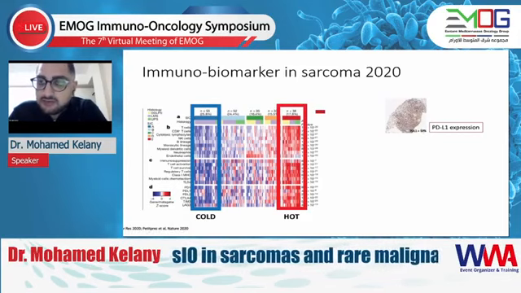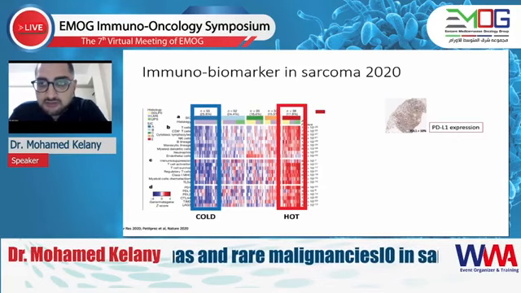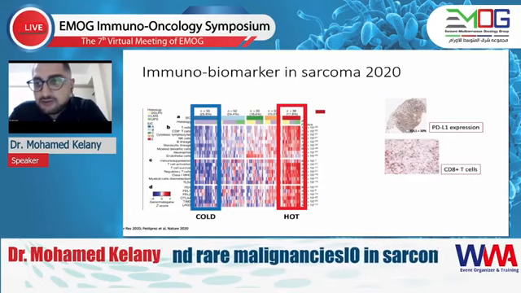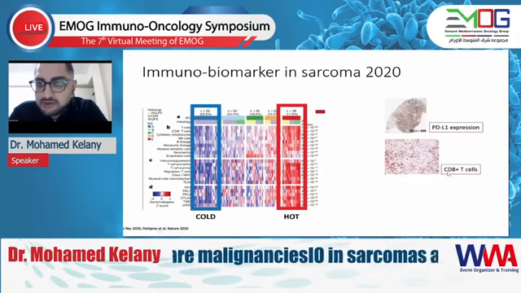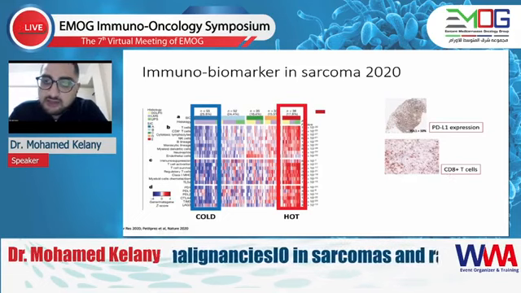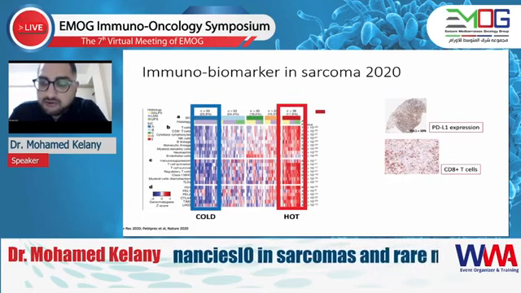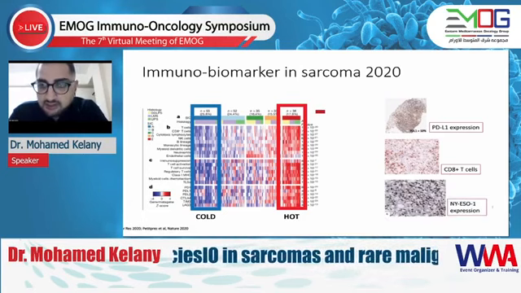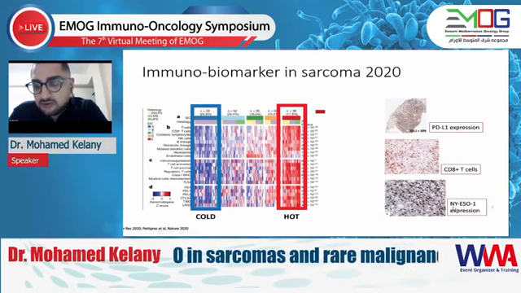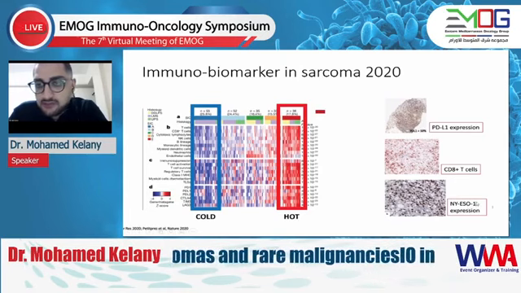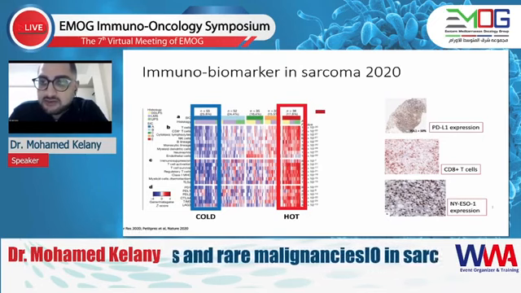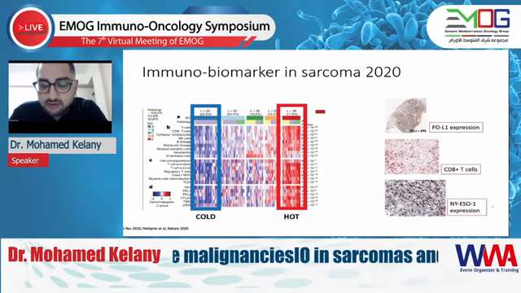GIST is highly expressed for PD-L1, and till now PD-L1 expression carries a prognostic significance only; it does not predict response to IO therapy. Also, CD8-positive tumor-infiltrating lymphocytes can be used as a prognostic biomarker for better survival. And lastly, the cancer testis antigen, the so-called New York esophageal squamous cell carcinoma 1 antigen, is found to be highly expressed in synovial sarcoma and in myxoid fibrosarcoma or myxoid round cell sarcoma.